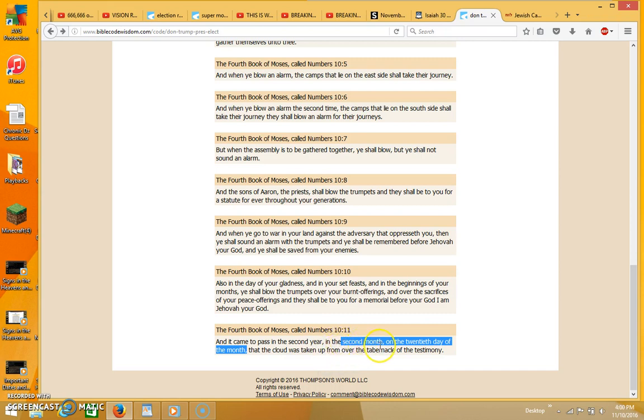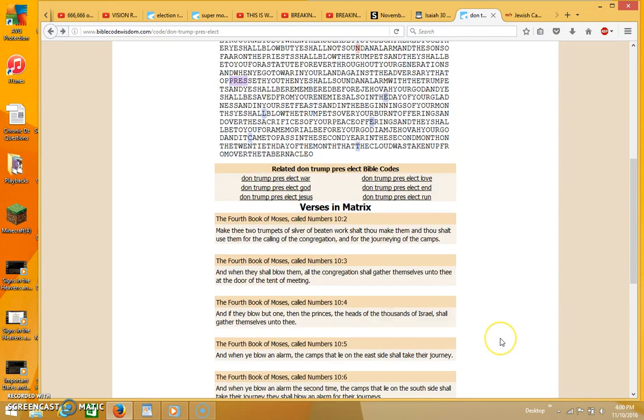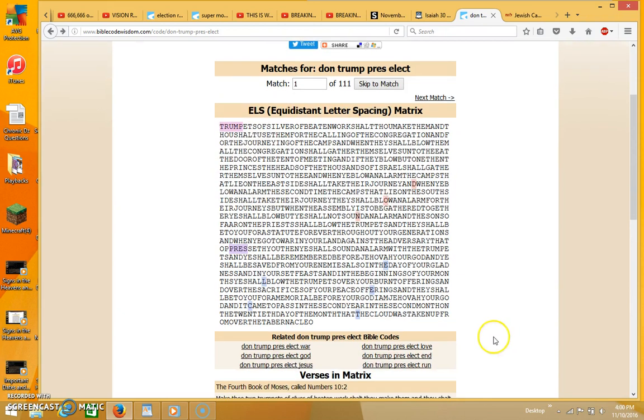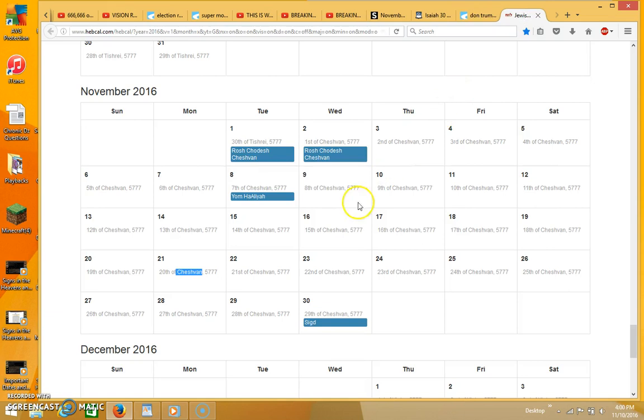It talks about the second month and the 20th day of the month. And I've talked about before how originally the second month was the month of Heshvan. And I just want to show you where that is on the calendar. The 20th day of Heshvan would be November 21st.